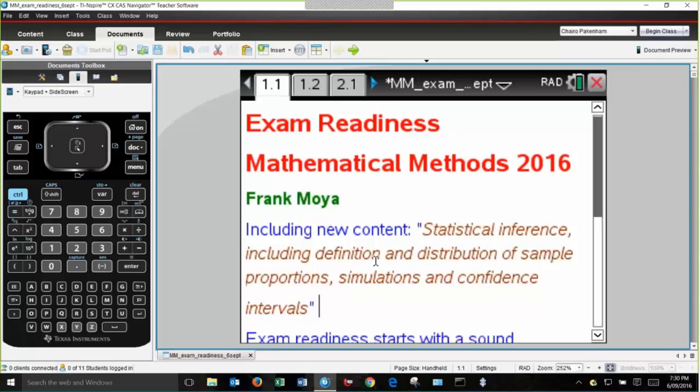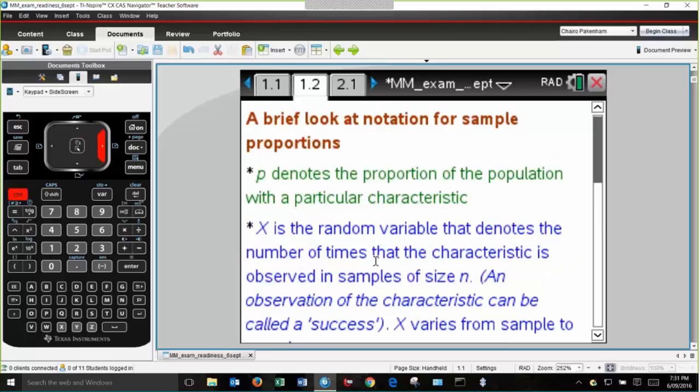I'm mainly going to concentrate on the probability and statistics part of the course, the new content, and so I thought that I might start with a brief look at the notation, just so that we're all clear.